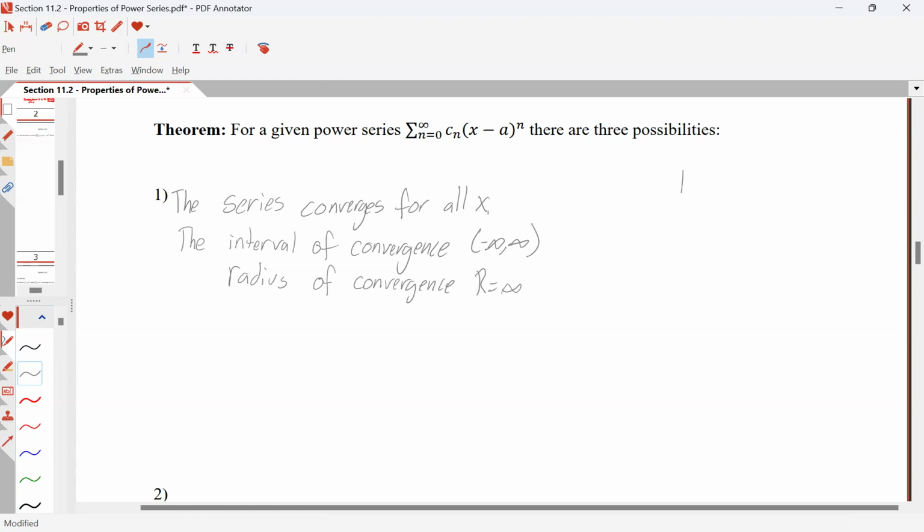How we get this situation is when we run the ratio test and get that the limit as n goes to infinity of a sub n plus 1 over a sub n comes out to be 0. And 0 is less than 1. So the ratio test says it did not matter what x was. This limit is always 0. The example from the last video where we got this was the sum from n equals 0 to infinity of x to the n over n factorial. Does not matter if it's 0 or 1.